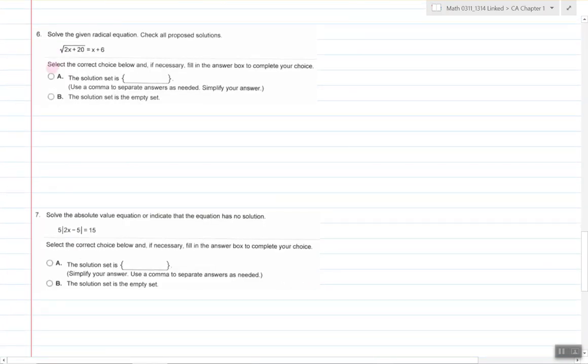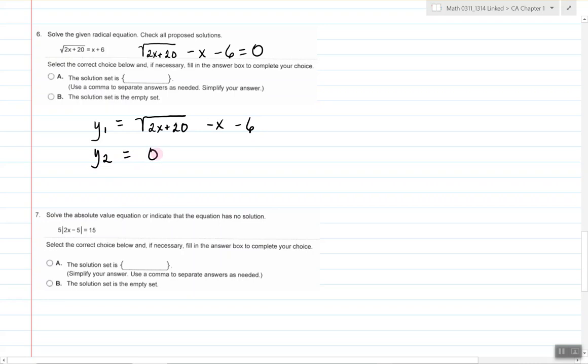Let's do one more with a radical. Here it is, and it is the square root of 2x plus 20. I will bring over the x, it will become minus x. I will bring over the 6, it will become negative 6, equal to 0. That means that I'll have y1 is the square root of 2x plus 20 minus an x minus a 6, and I will have y2 is equal to 0, and I'll be looking for some kind of branch.